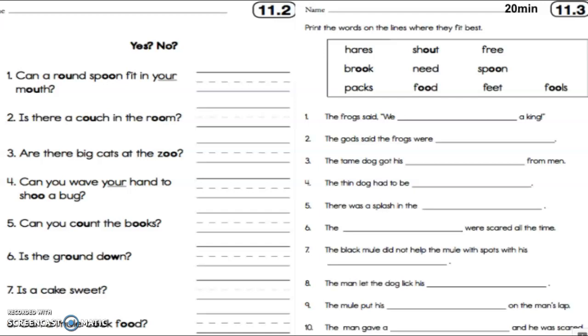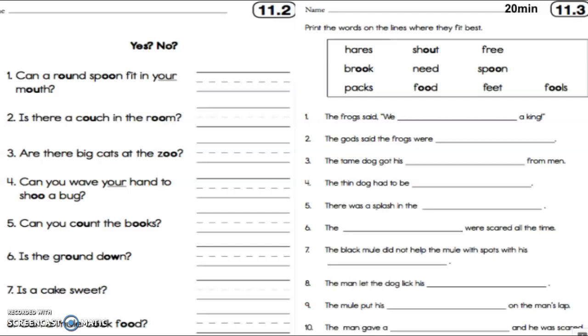11.3, we're going to print the words on the lines where they fit best. We're going to think of the stories we have read and answer the fill in the blank with the correct word. The frogs said, "We blank a king." The gods said the frogs were blank. The tame dog got his blank from men. The thin dog had to be blank. There was a splash in the blank.